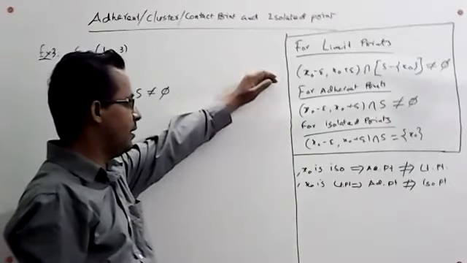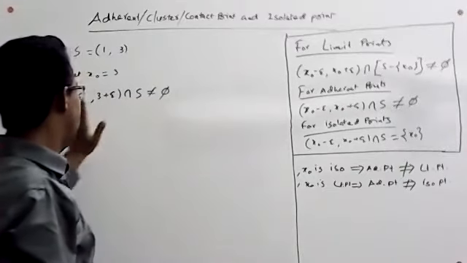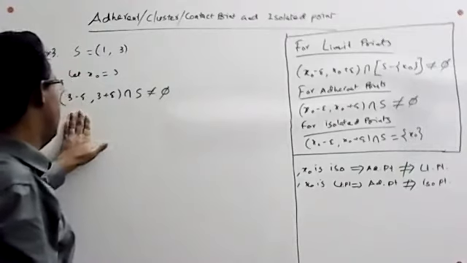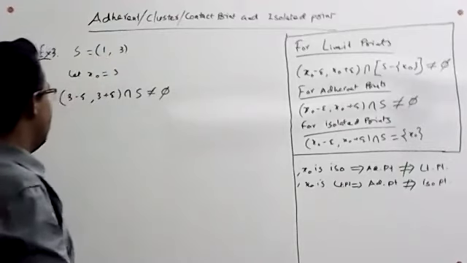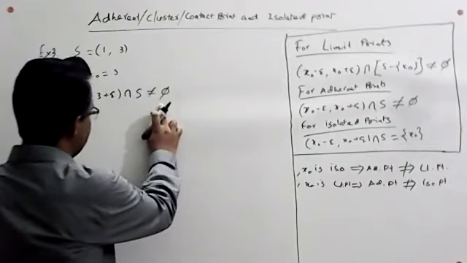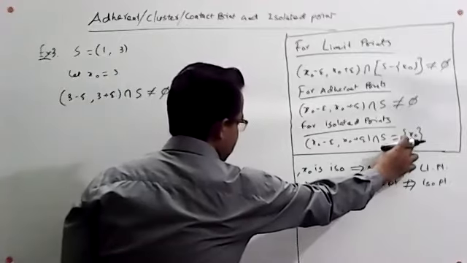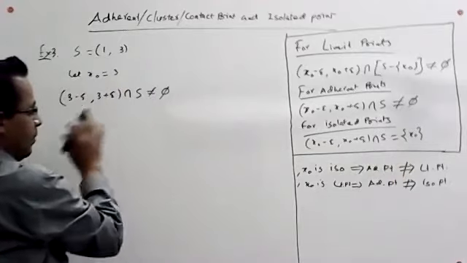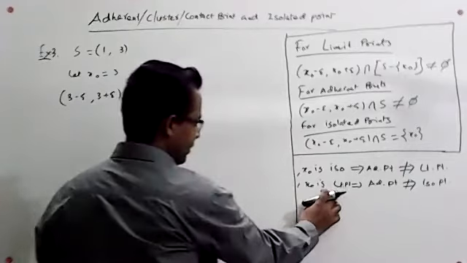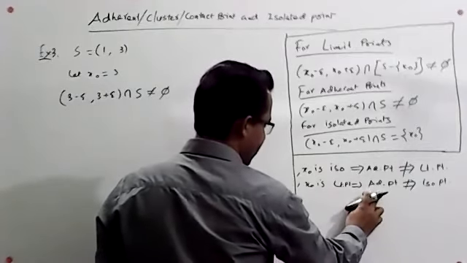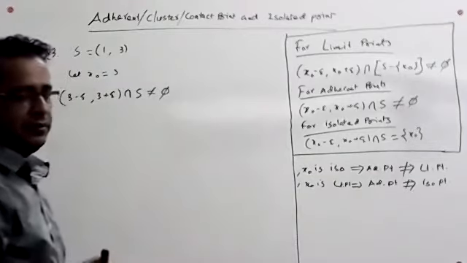Actually, if we discard x naught from here, we still have an infinite number of real numbers which belong to this set, and that is why 3 is called a limit point of this set. This intersection contains an infinite number of points, not only one point x naught. So we can say that 3 is not an isolated point of this set. So we have got a similar result. It is a limit point which indicates that it is an adherent point, but it does not indicate that it is an isolated point. Here, one thing is very important.